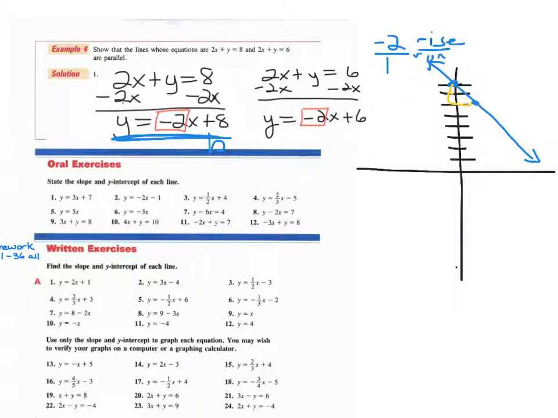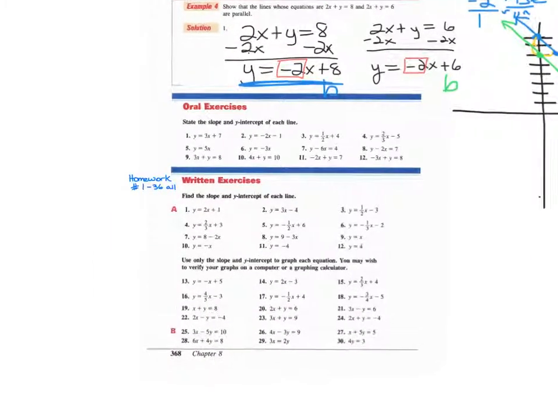I'm going to do the other one in green. My beginning point for this one is going to be +6. So right here. And then from that +6, same rise and run. So I'm going to go down 2 and to the right 1. Notice when I connect the dots, notice how my lines are side by side and they do not cross. So when the slopes are the same, the lines are parallel. They will have different y-intercepts.